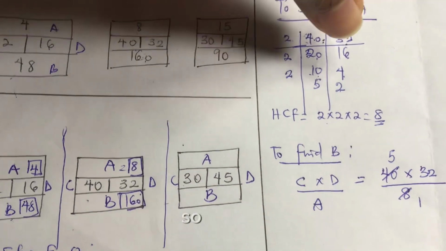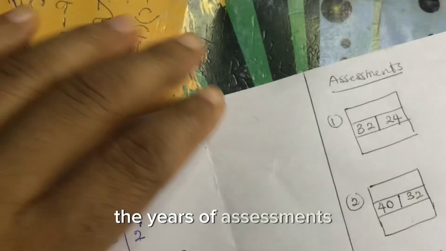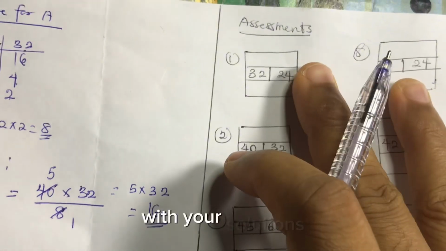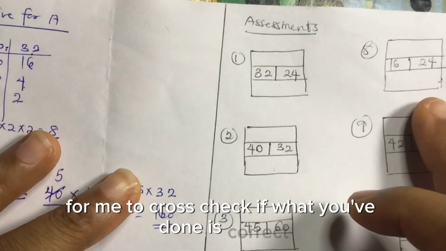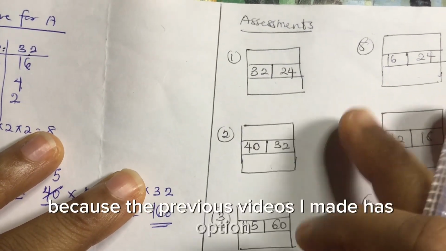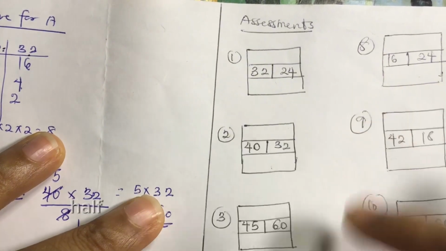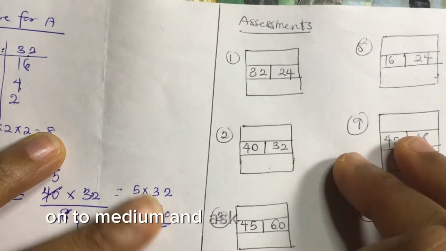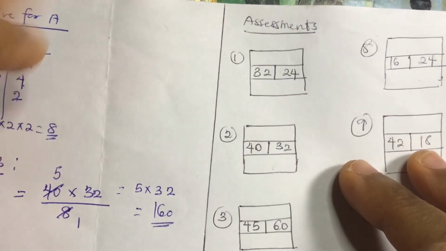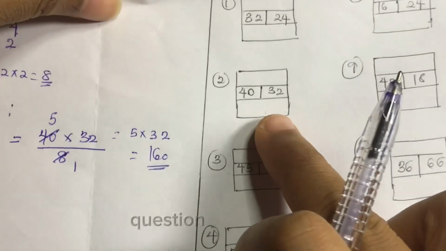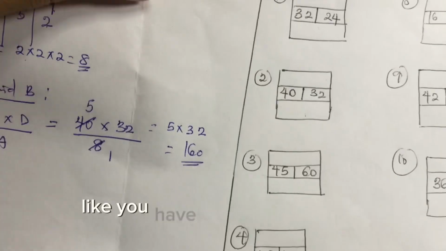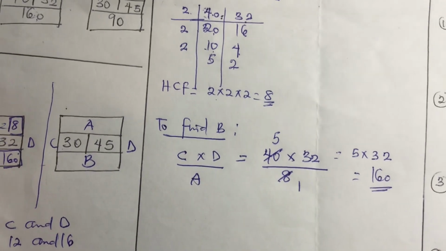So here are the areas of assessment that you can solve on your own. You can come to my DM with your solutions for me to cross-check if what you've done is correct. The assessment of the previous video I made had options that you could use to assess yourself, but in this case the questions don't have options, so you can come to my DM and ask me if what you did is right or wrong. We have question 1, 2, 3, 4, 5, 6, 7, 8, 9 and 10. You have more than enough questions to assess yourself.